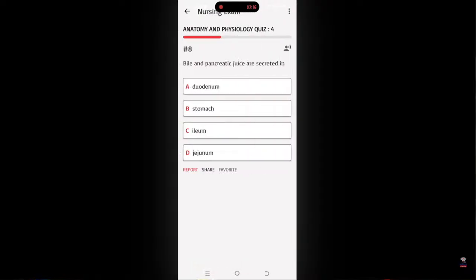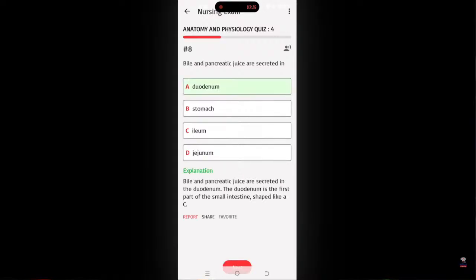Bile and pancreatic juice are secreted in A. Duodenum, B. Stomach, C. Ileum, D. Jejunum. Correct answer. Bile and pancreatic juice are secreted in the duodenum. The duodenum is the first part of the small intestine, shaped like a C.